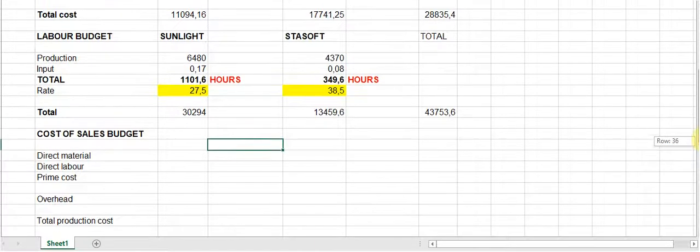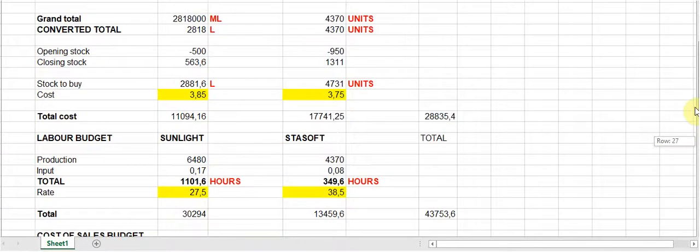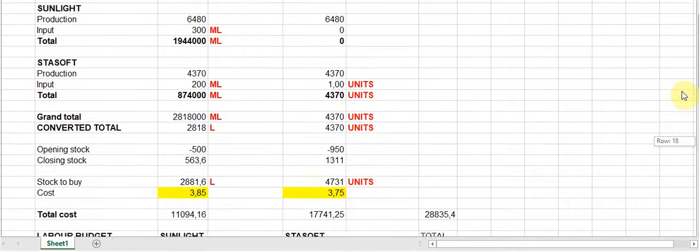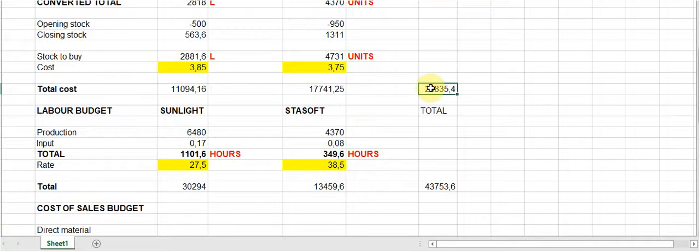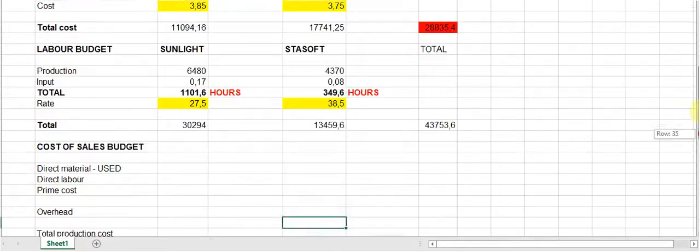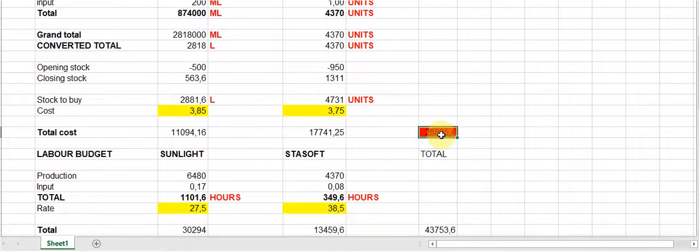Righty, so in terms of the material, students often get this incorrect. Please note that if you are doing your material purchases budget, this final total that you get here, I'm just going to highlight it in red so that you know it's a no-no. This total is not the total that should be calculated here, all right? Because this refers to direct material used. This is direct material that was purchased. Those are two different things. Please make sure that you take notice of that.